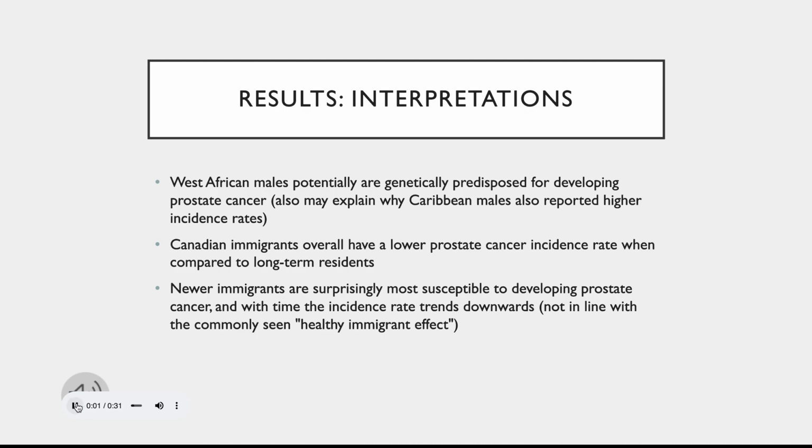Possible interpretations are that West African males potentially are genetically predisposed for developing prostate cancer. Because many Caribbean individuals historically are descendants of the transatlantic slave trade, this may explain why Caribbean male immigrants also have higher prostate cancer incidence rates. Moreover, Canadian immigrants also have a lower prostate cancer incidence rate when compared to long-term residents, and newer immigrants are surprisingly more susceptible to developing prostate cancer, and with time their incidence rate trends downwards, which is not aligned with the healthy immigrant effect, which we touched upon later.